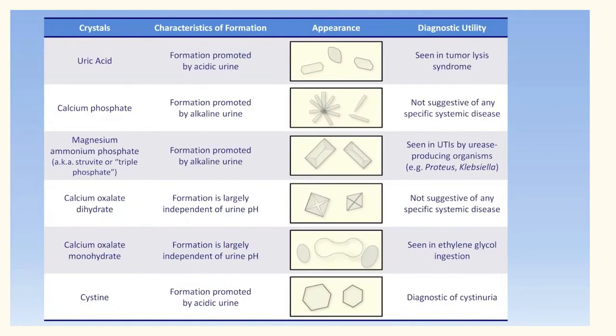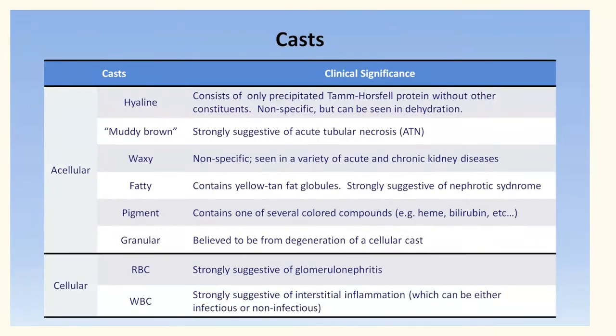So when talking about crystals, these are some of the common crystals, and the most common would be uric acid crystals and calcium oxalate crystals. And presence of crystals or increased amount of crystals would indicate nephrolithiasis. Moving on to casts, there are 2 main types of casts: acellular and cellular. Cellular casts can be RBC or WBC. RBC would again indicate glomerulonephritis. WBC again would indicate infection. Acellular, the most common casts would be the hyaline, the muddy brown, and the fatty casts.